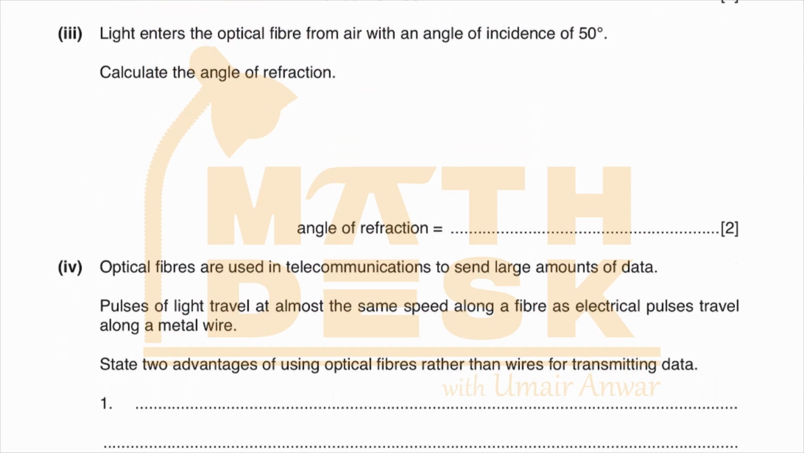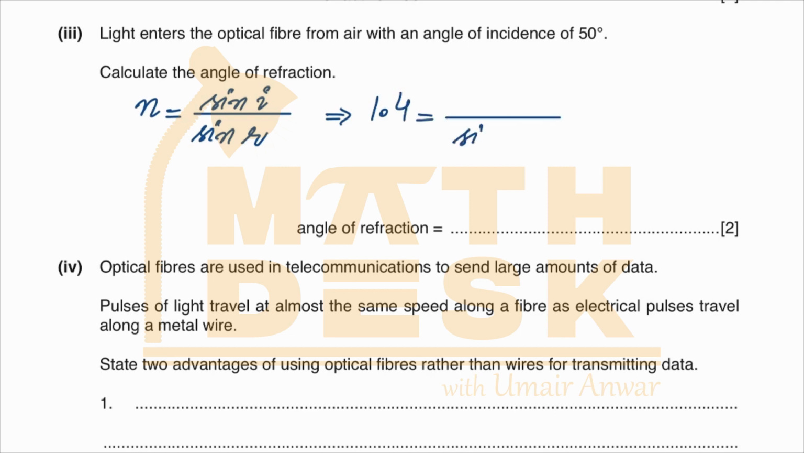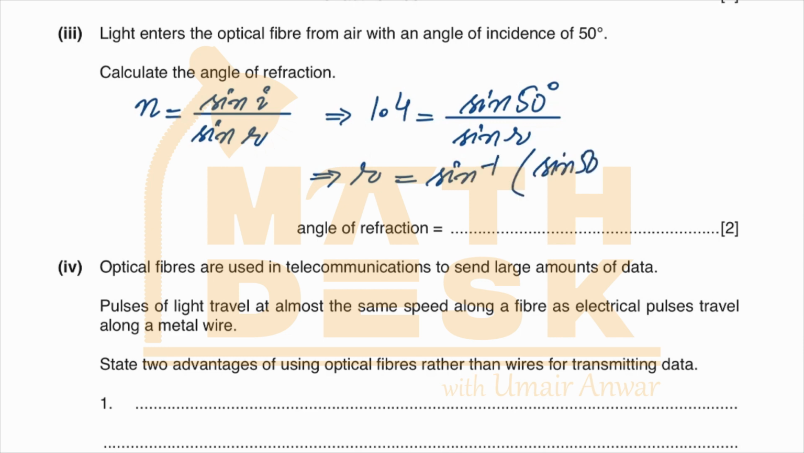Light enters the optical fiber from air with an angle of incidence of 50 degree. Calculate the angle of refraction. So now we would be using this formula. N is equal to sine I upon sine R. The value of N is 1.4 for the material. Its angle is to be calculated, and sine 50 is the angle of incidence. So R would be equal to sine inverse of sine 50 degree divided by 1.4. So the answer we get here is 32 degree. So the angle of refraction would be 32 degree in this case.